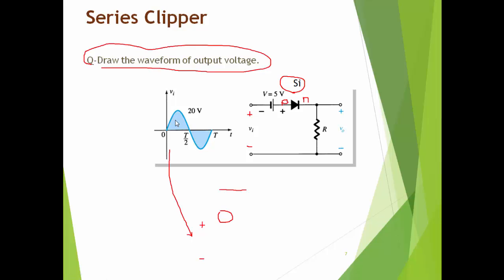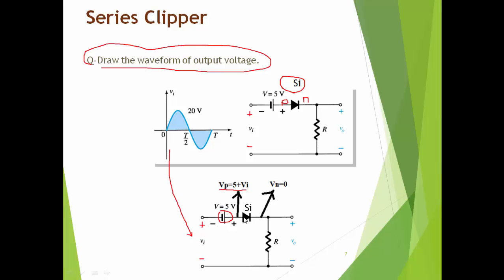Now, our first step. In first step, we find the voltage at P node and the voltage at N node. In this figure, I show that this is a P node of diode and this is the N node of diode. And voltage on P node is denoted by Vp and voltage on N node is denoted by Vn. Then we have to find Vp and Vn.